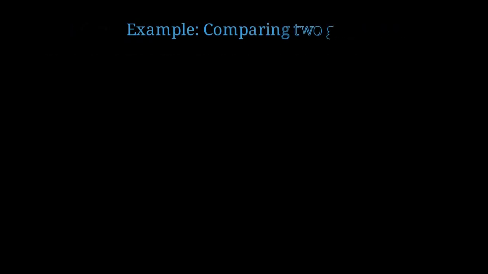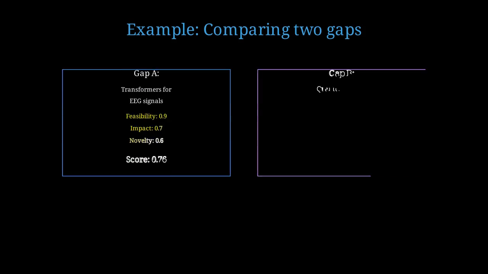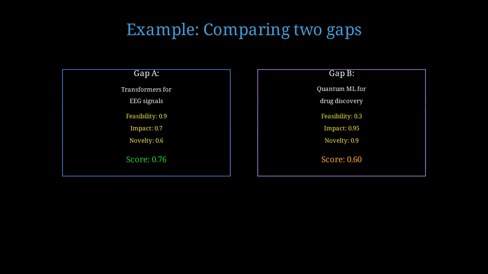Let me compare 2 candidate gaps using this scoring system. Gap A, transformers for EEG, scores 0.76. High feasibility, moderate impact. Gap B, quantum machine learning for drug discovery, scores 0.6. High impact but low feasibility. Gap A is better for a student project.